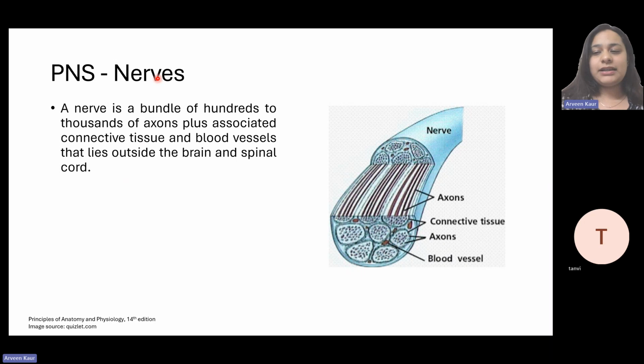So when we talk about the PNS, as we read, there are multiple parts of the PNS. Some of them are nerves, some of them are ganglia, etc. So when we talk about nerves, what is a nerve? It is basically a bundle of hundreds of thousands of axons plus associated connective tissue and blood vessels that lie outside the brain and the spinal cord. So that is the definition of what a nerve is.